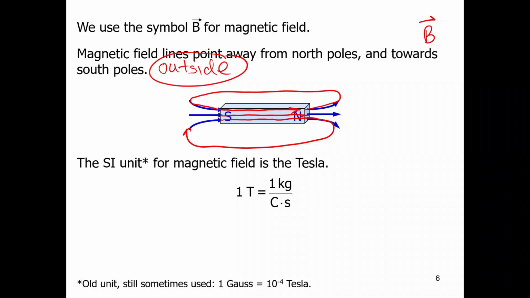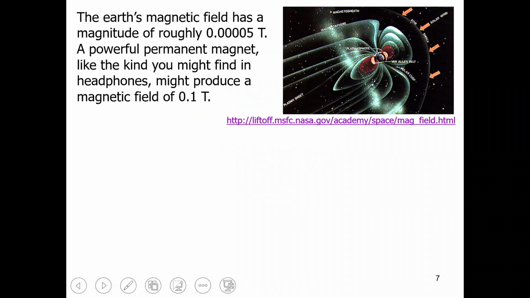The SI unit for the magnetic field is the Tesla. A Tesla is equivalent to 1 kilogram per coulomb times seconds. Sometimes you might see Gauss used in different problems. 1 Gauss is 10 to the negative 4th Teslas. Earth's magnetic field is really, really small in terms of Teslas, about 0.00005 Teslas. Although it's super important to protecting us, it's really small.